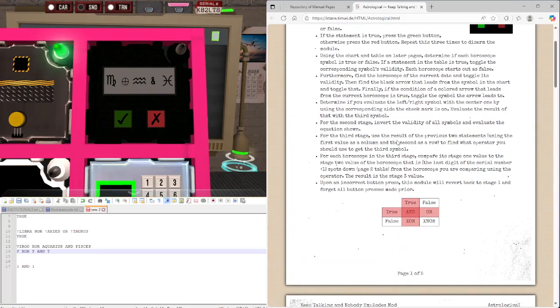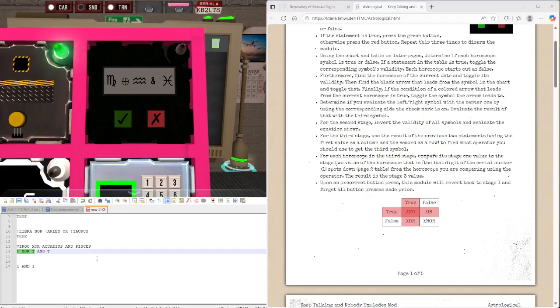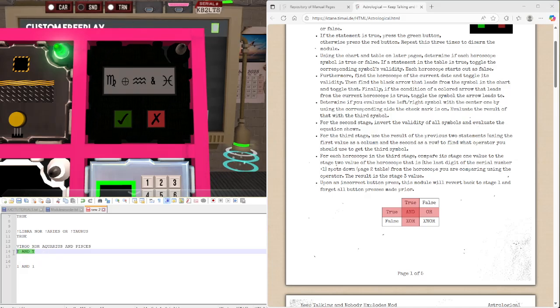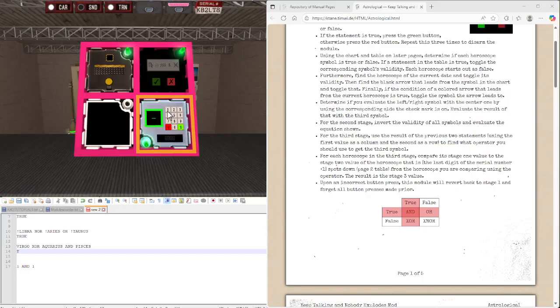Then we're using the side that the tick is on. So that's XOR is true. That's true. Okay.